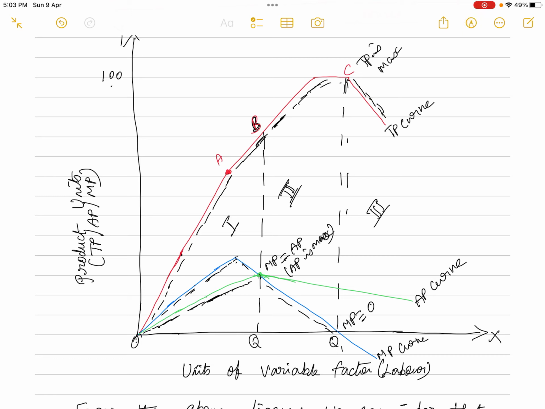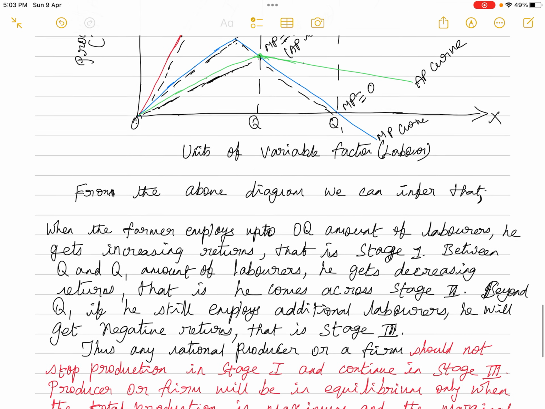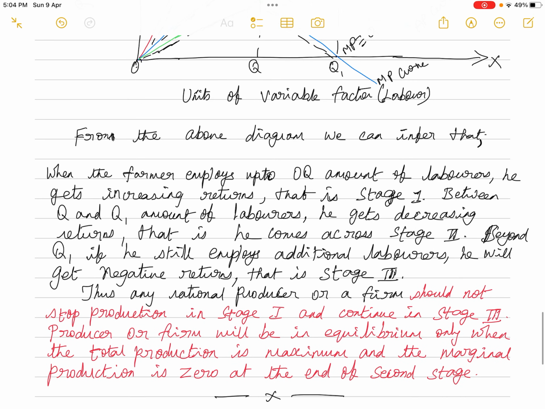So now you can see that in the initial stages TP is greater than marginal product, and marginal product is greater than average product. That's what we have represented in stage 1. And you can see that in the second stage, TP is greater than average product, which is greater than the marginal product. That means the marginal product has become lesser than the average product. Okay. And then the same thing we are explaining in words.